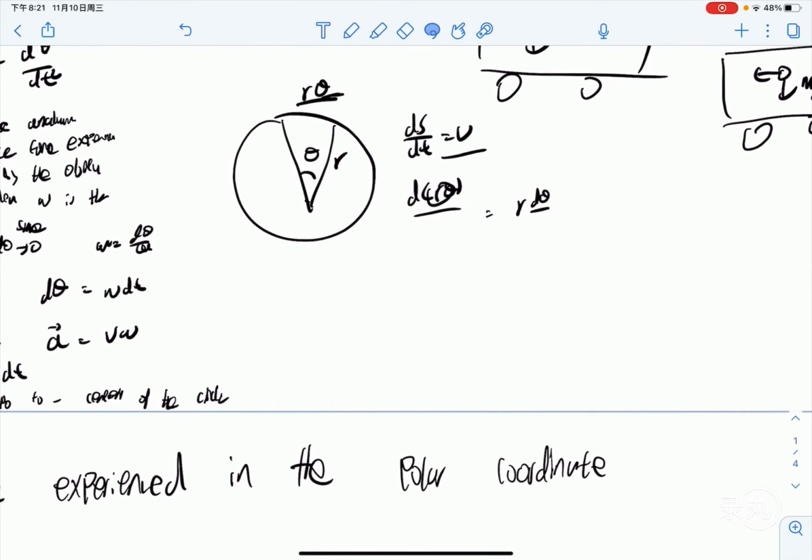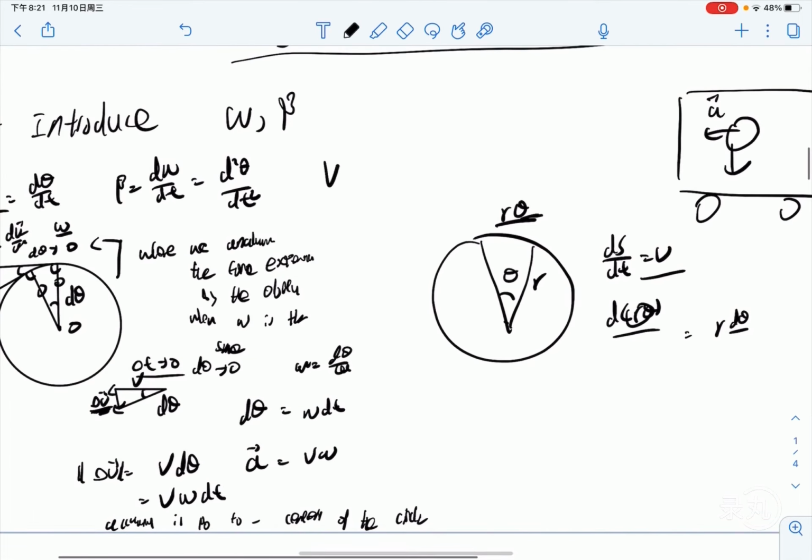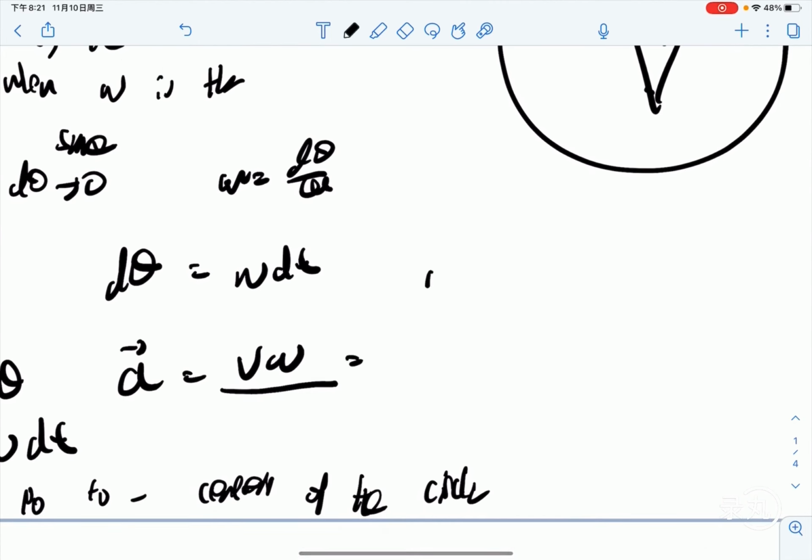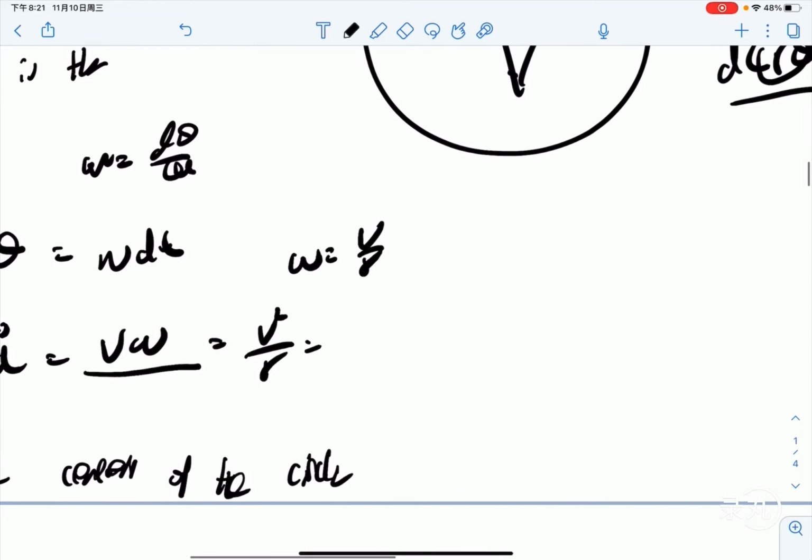Let's write it down here. V is equal to W cross R. And from here, we know that a is equal to v W, so this is basically v squared over R, and this is also equal to omega squared R. Okay.